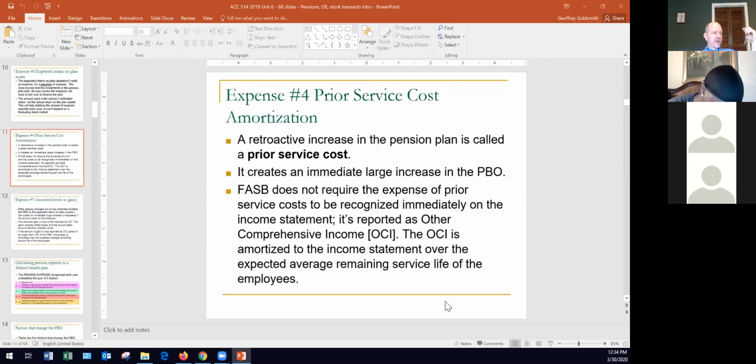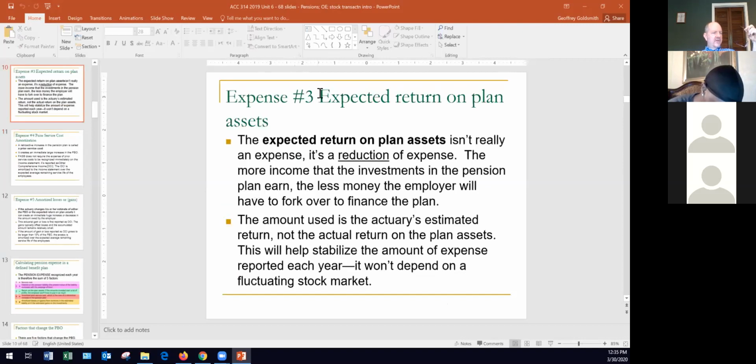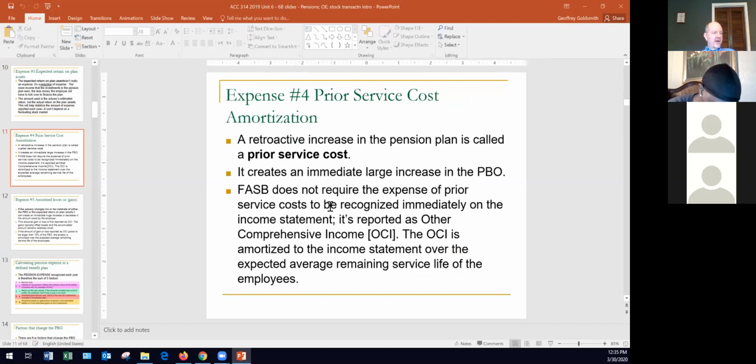Okay, so we got to the third kind of expense that changes the pension expense, expected return. Fourth kind is prior service cost amortization. And a retroactive increase in the pension plan is called a prior service cost. That means that the union would have negotiated a better pension plan with the employer. And not only is the amount that they're going to be earning from now on higher, they've retroactively applied it to years in the past, which means that suddenly the employer owes millions of dollars more in pension than they did before this contract was signed.